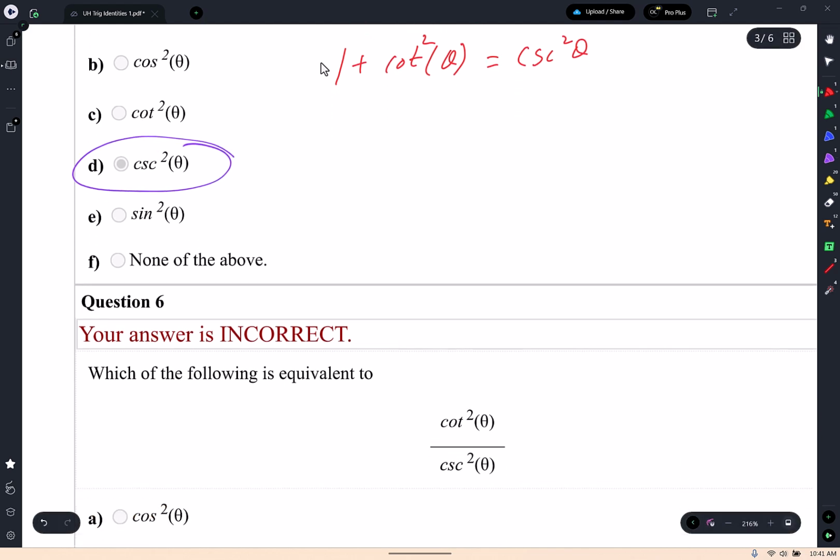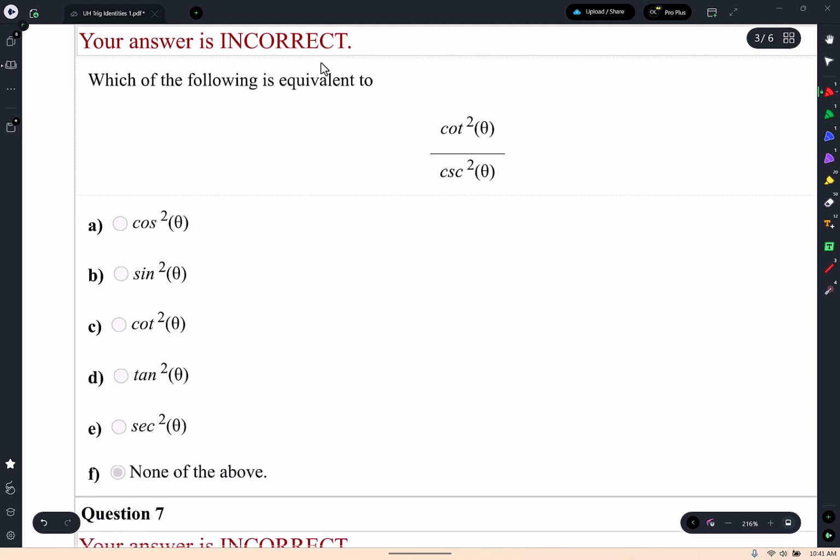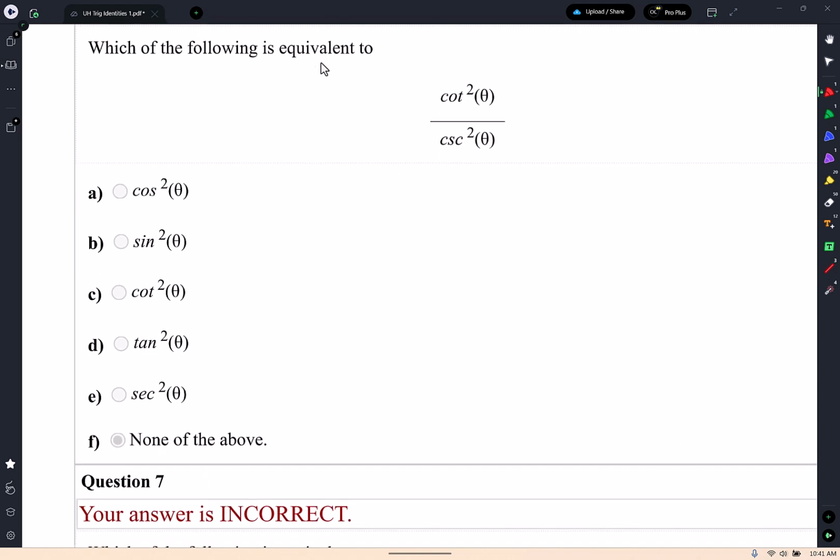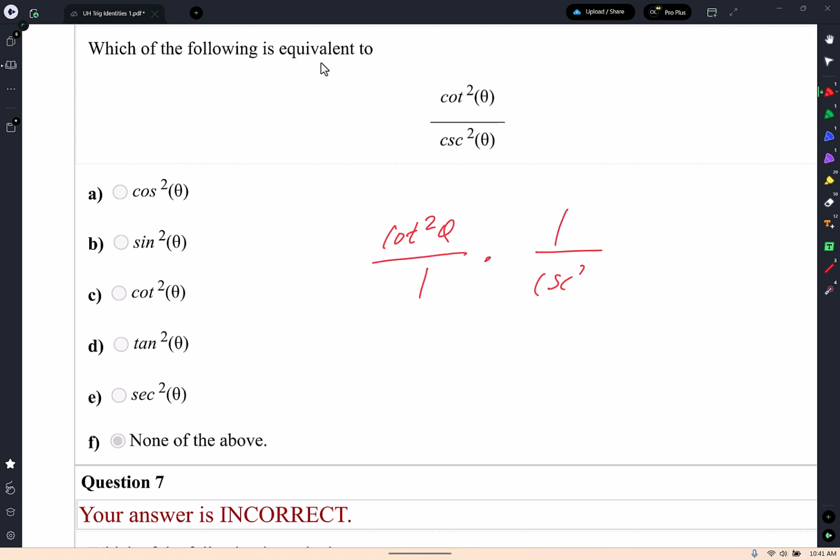Okay. Are we okay so far? All right. Here it is. Here's another one. Anytime I see a fraction, the first thing I'm going to do, I'm going to go cotangent squared theta over 1 times 1 over cosecant squared theta. Are we okay so far? Cotangent is what over what?